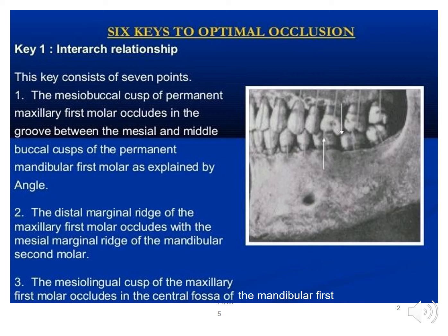Second, the distal marginal ridge of the maxillary first molar occludes with the mesial marginal ridge of the mandibular second molar. Third, the mesiolingual cusp of the maxillary first molar occludes in the central fossa of the mandibular first molar.